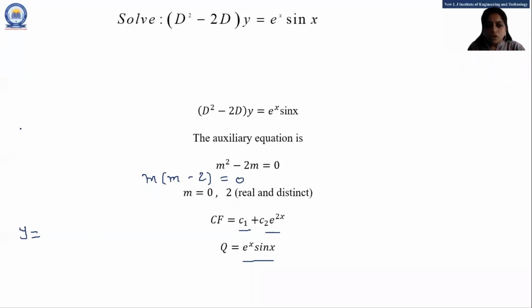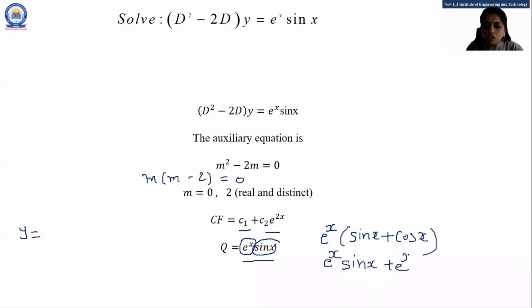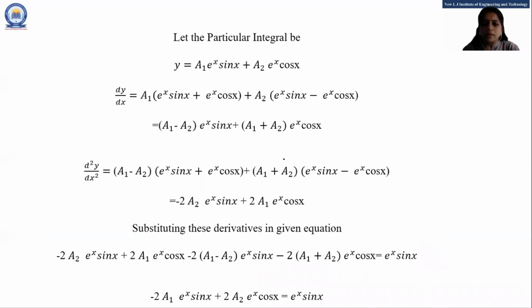As we are running short of time, Kunj, see there are two terms in the multiplied form, e raised to x and sin x, right? The family of e raised to x is e raised to x, and the family of sin x has two different terms, sin and cos, right? So we multiply the family of e raised to x with the family of sin x. And we have two different terms, e raised to x sin x and e raised to x cos x. So our final assumed particular integral is a1 e raised to x sin x plus a2 e raised to x cos x.